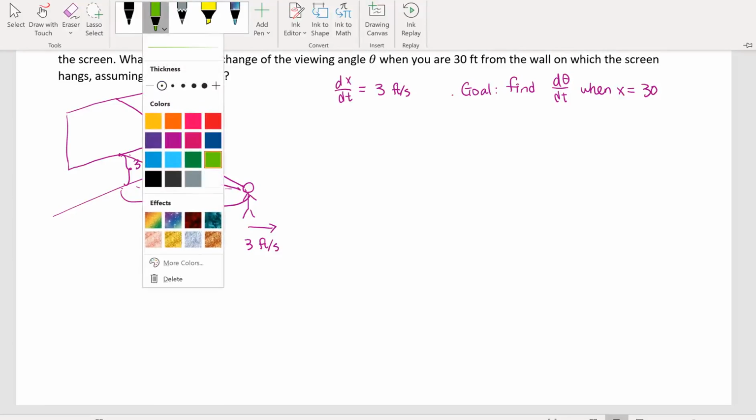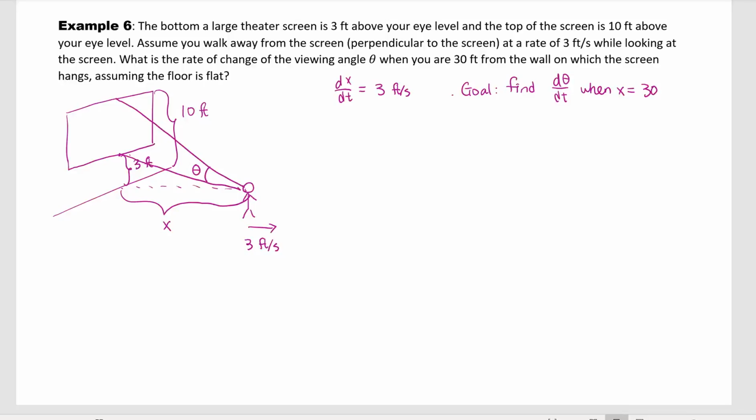Okay, let me use this one. Alright, let's call this guy O. Let's call this guy A, B, C. Can you see there is a triangle?